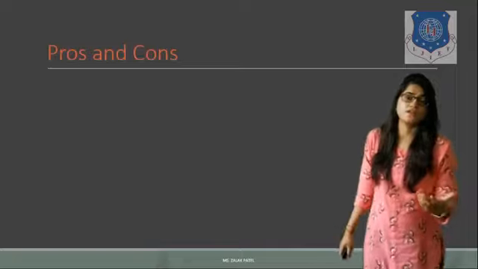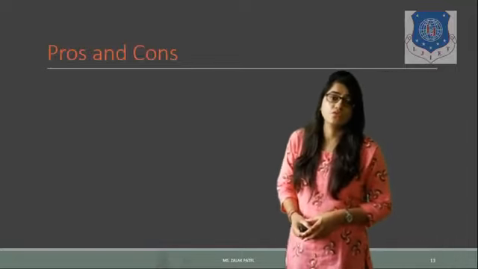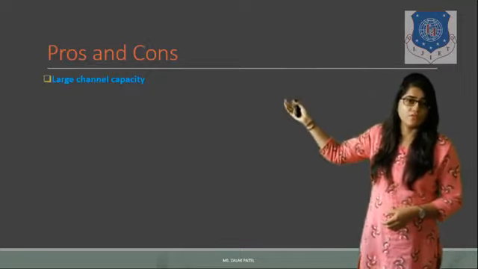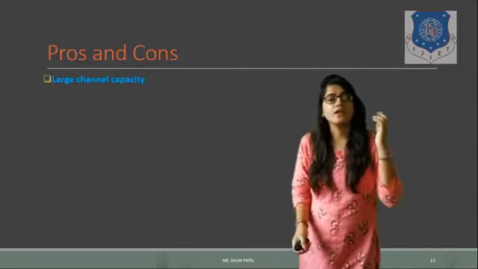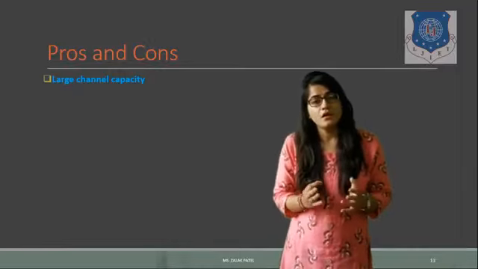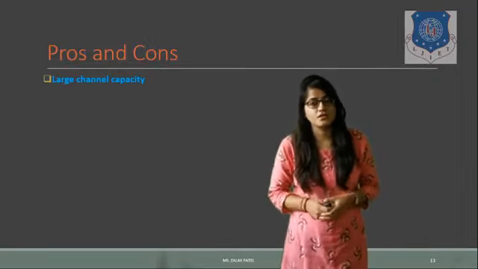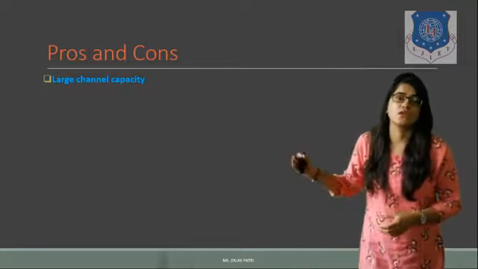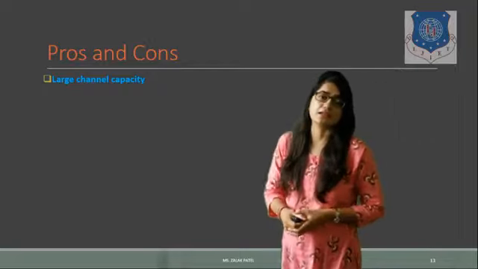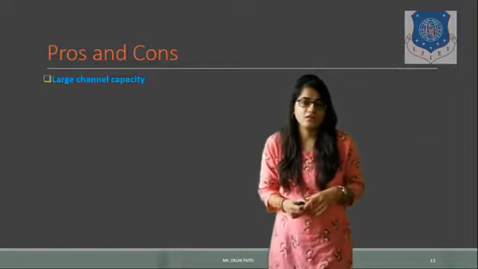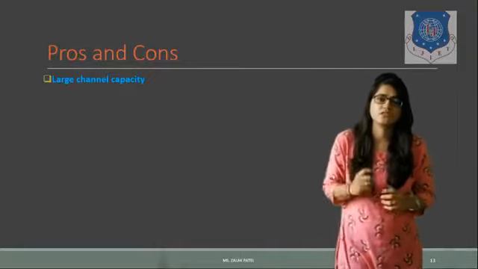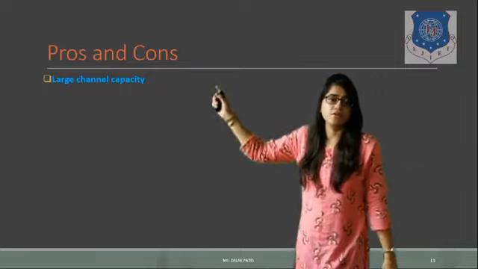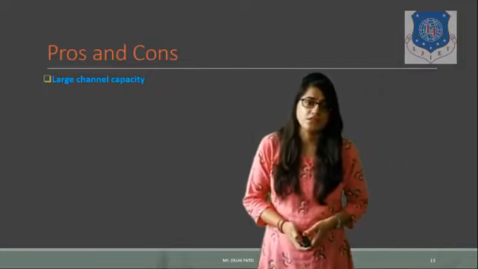The next is, let's discuss the pros and cons of UWB. First of all, let's talk about the advantages of the UWB, that is the large channel capacity. If you remember the Shannon bandwidth formula, the channel capacity is given by B log2(1 + SNR). So it can be obtained by using the proper amount of signal to noise ratio. If you choose the proper amount of signal to noise ratio, then it will increase our channel capacity.